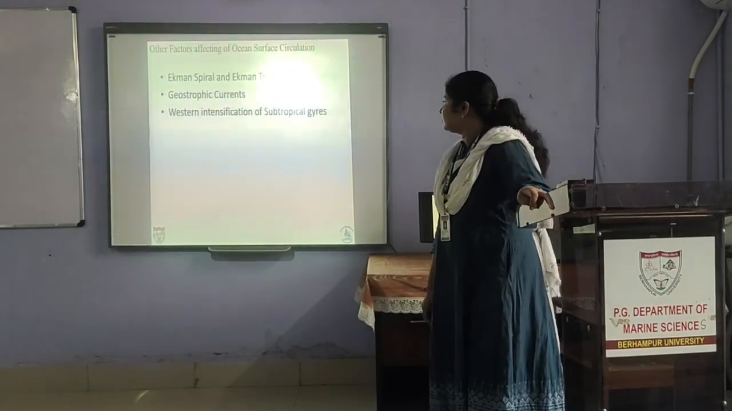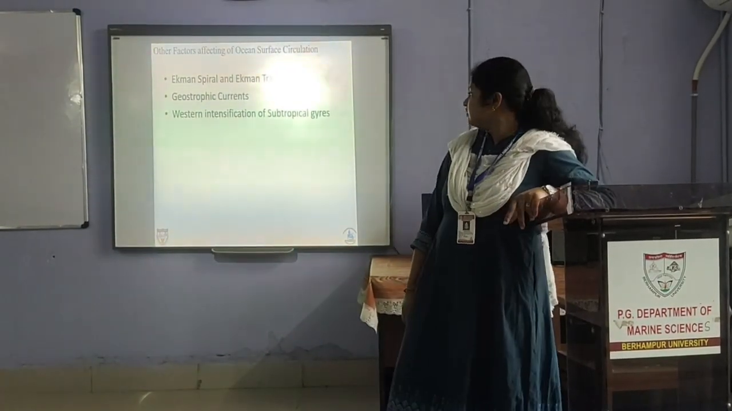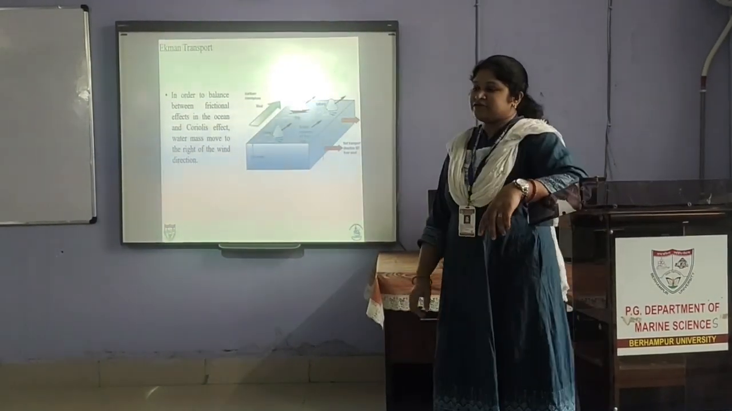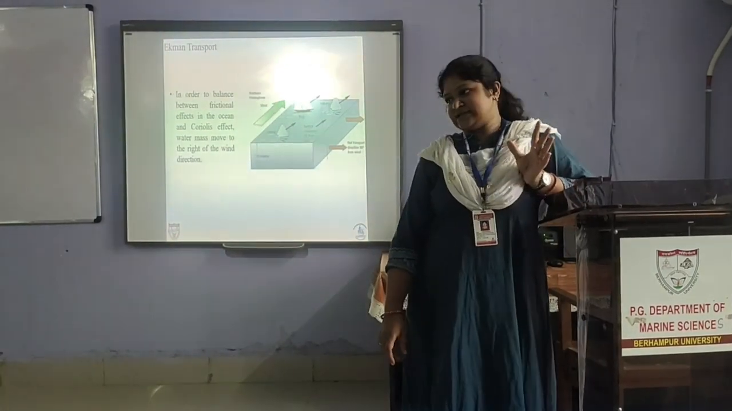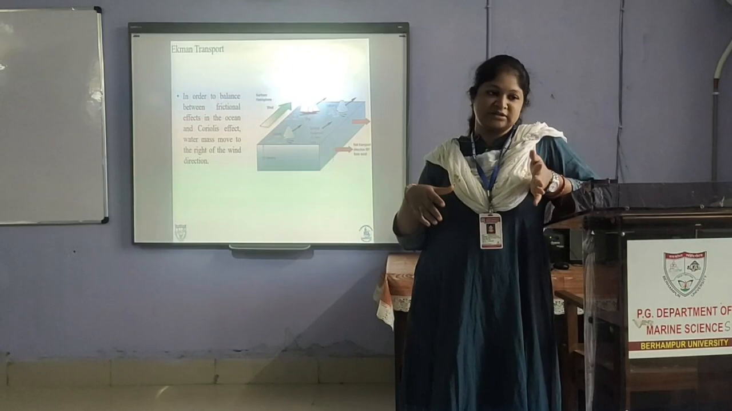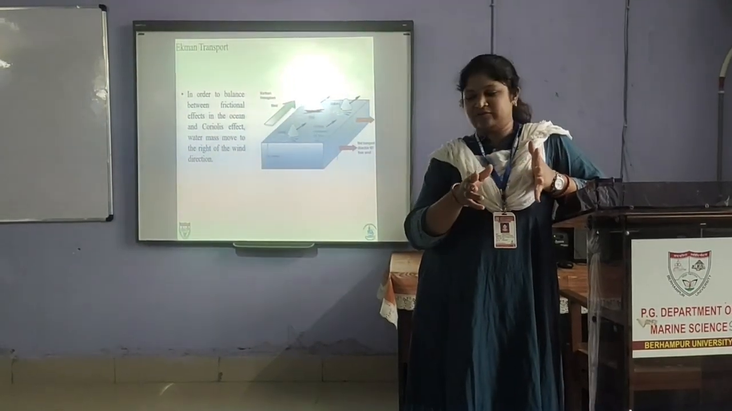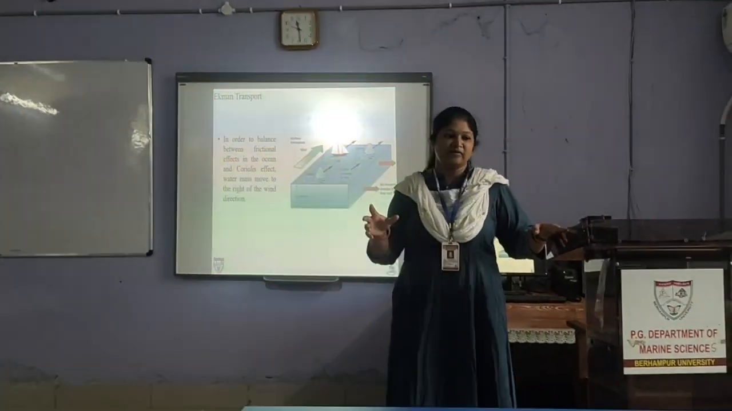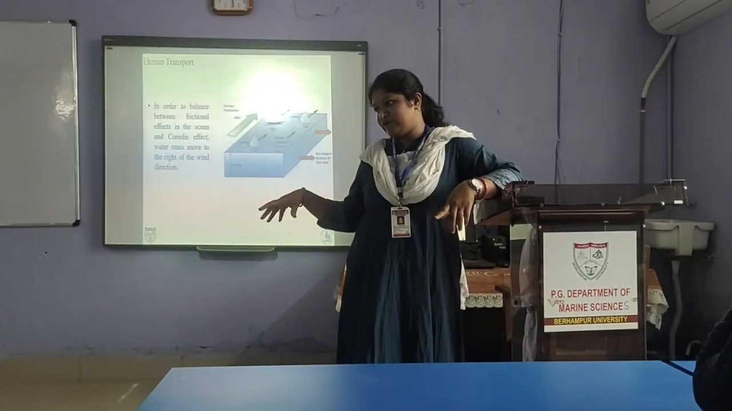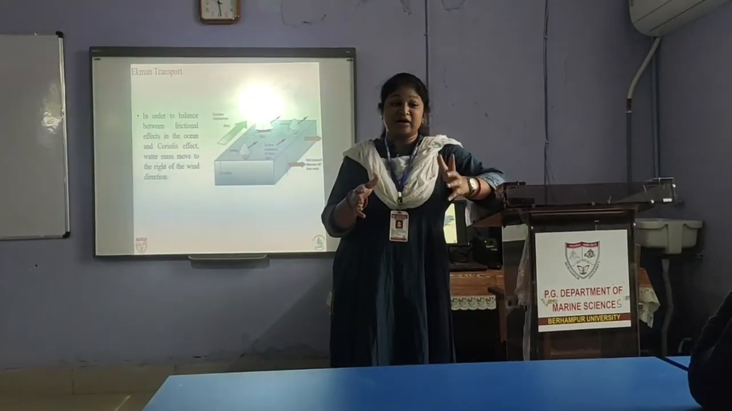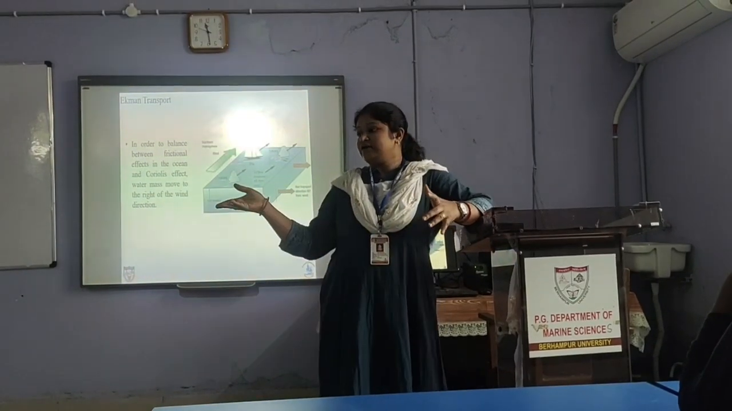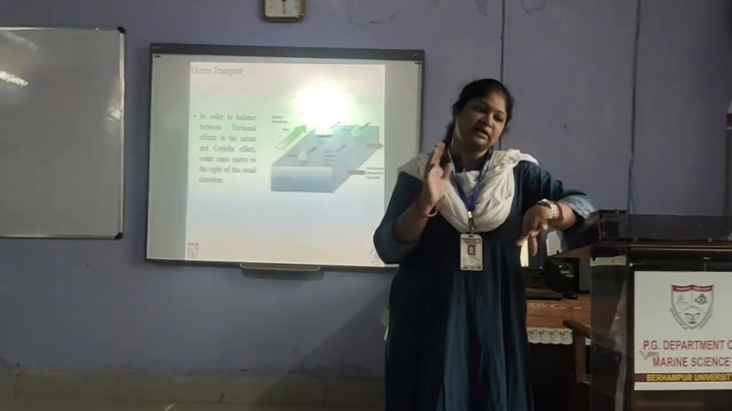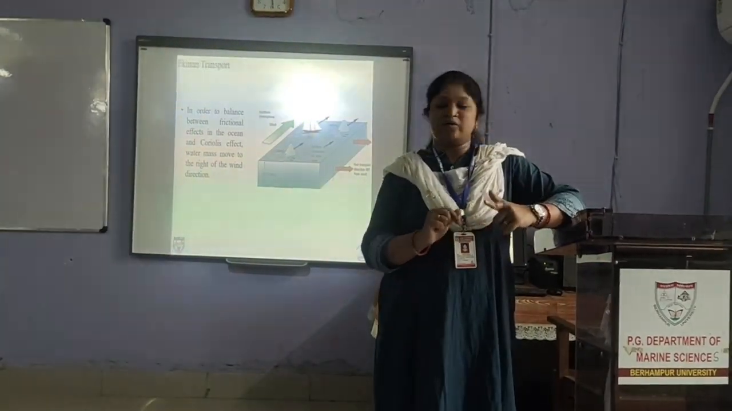One is Ekman spiral or Ekman transport, another is the geostrophic current, and the western intensification of subtropical gyres. Ekman transport: first of all, we said that if wind blows, the water masses also flow along with the wind. But that's not the case. If wind flows from one direction, then the water masses will travel at a 45 or 90 degree angle to the right in the northern hemisphere and to the left in the southern hemisphere. Why does this happen?